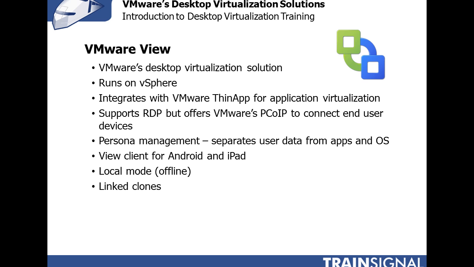VMware View 5 offers what they call persona management, which actually separates user data from applications and operating system data. So you've got three different pieces that typically make up a desktop. The user data, that could be your personal files. It could also be the configurations for the applications you use, or maybe even your desktop background. That data is separate from the applications that would be running on that virtual desktop, and then that's separate from the operating system that runs on the virtual desktop.